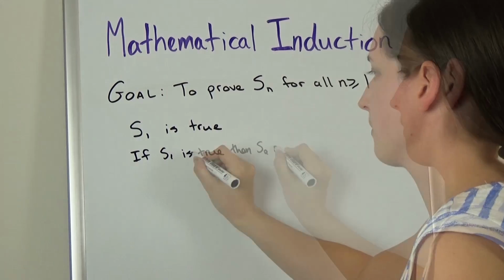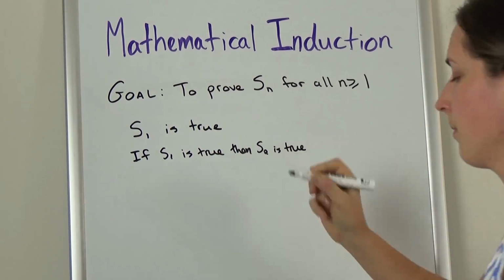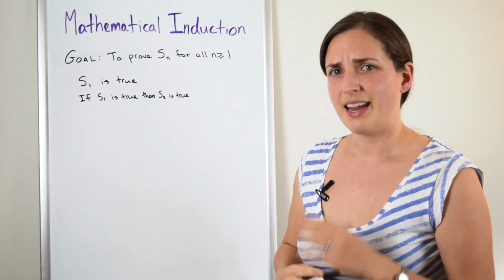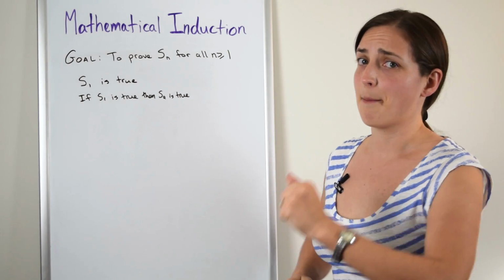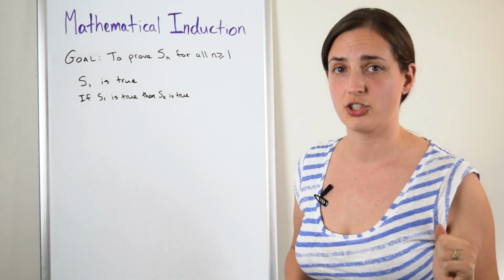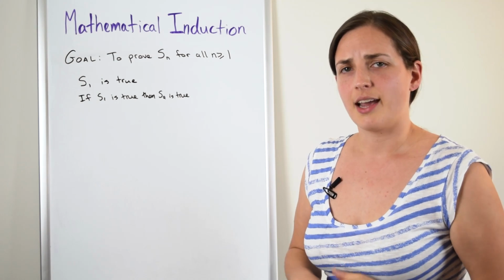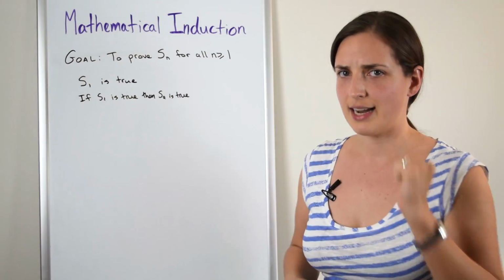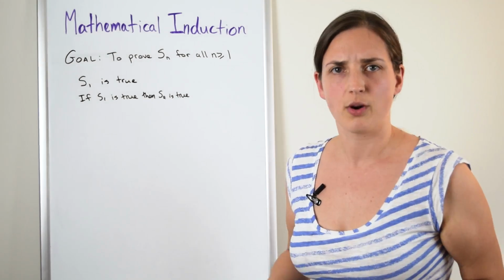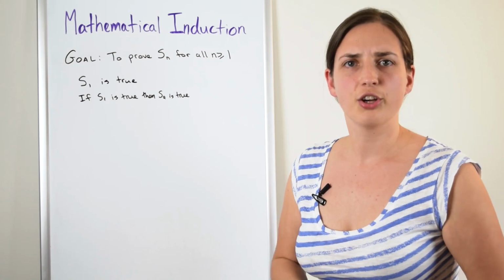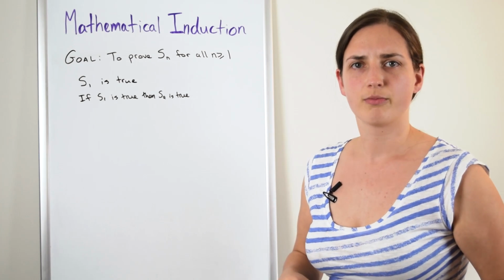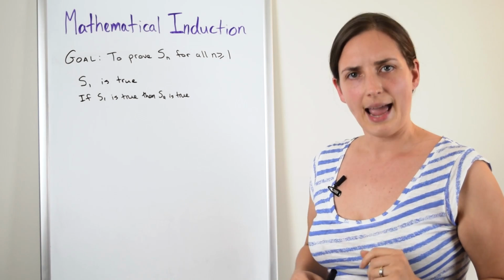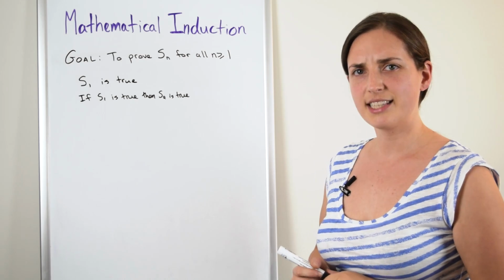If S1 is true, then S2 is true. If I'm able to prove to you that if S1 is true, then it must follow that S2 is true, you're going to say, okay, hold on. I know that you've shown me if S1 is true, then S2 is true, but you also showed me that S1 was true. So you can conclude that S2 is also true, and you'd be happy. So far, you're happy that the statement holds for n equals 1 and for n equals 2. Let's see what else I tell you.